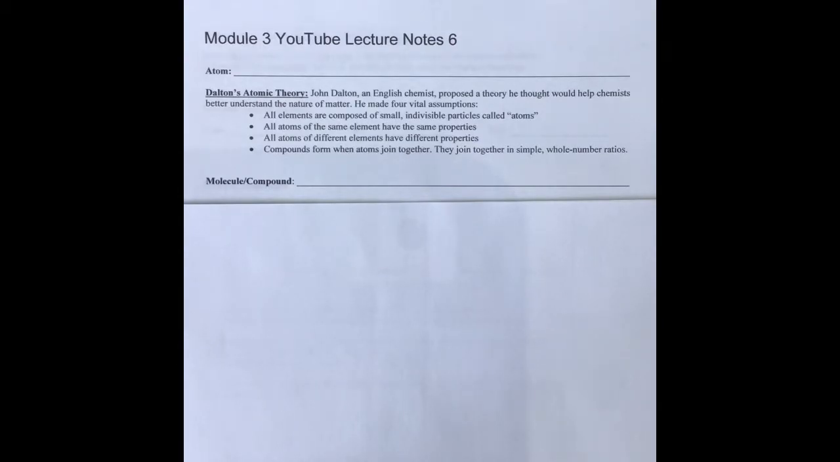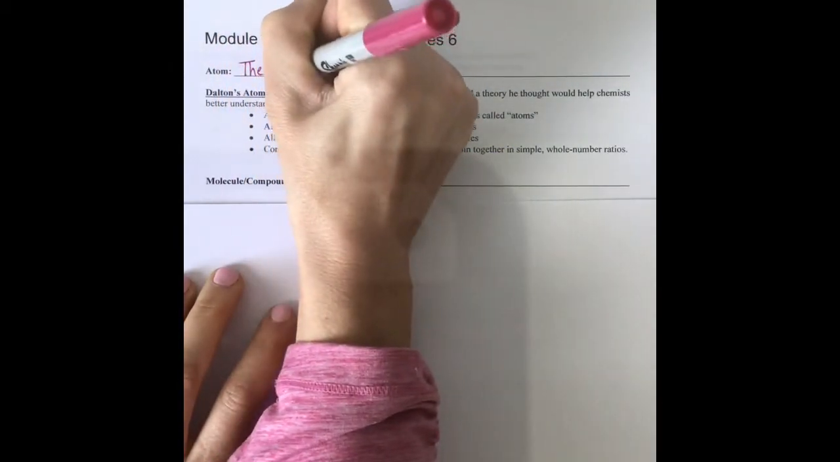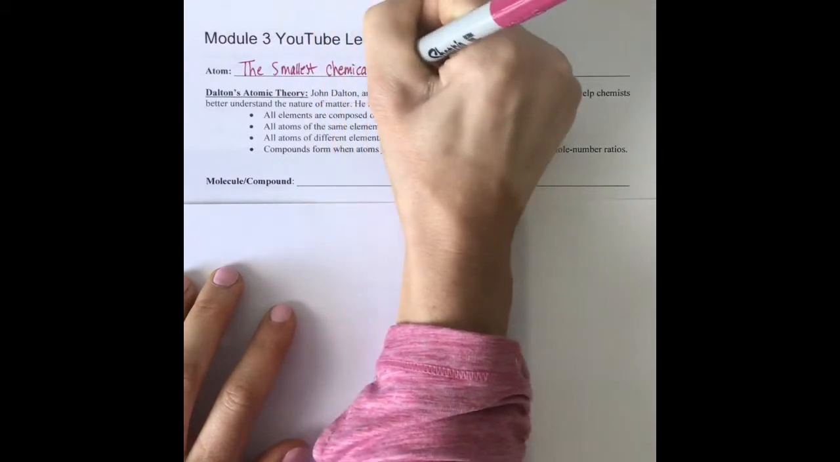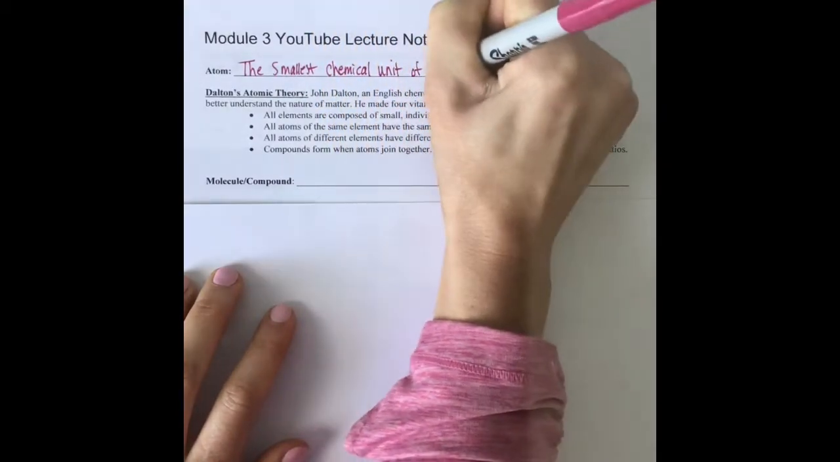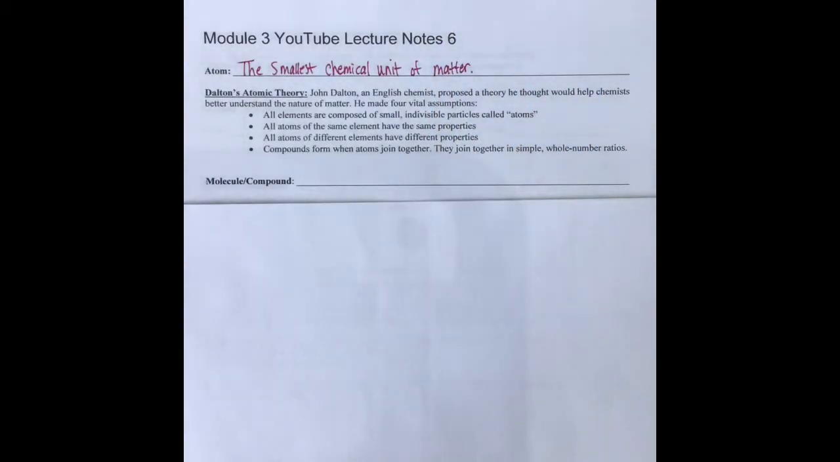Today we're going to talk about the difference between atoms and molecules or compounds. Okay, an atom we're going to define as the smallest chemical unit of matter. So an atom is the smallest chemical unit of matter. Everything is made up of atoms, which, if you really think about it, is pretty cool.